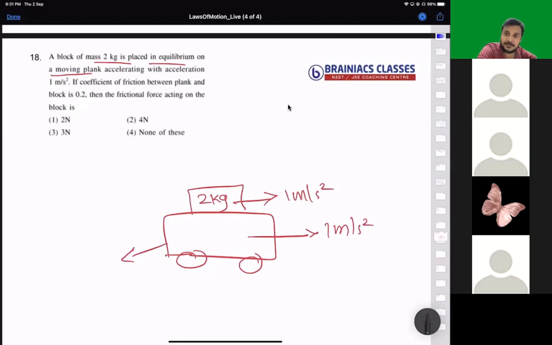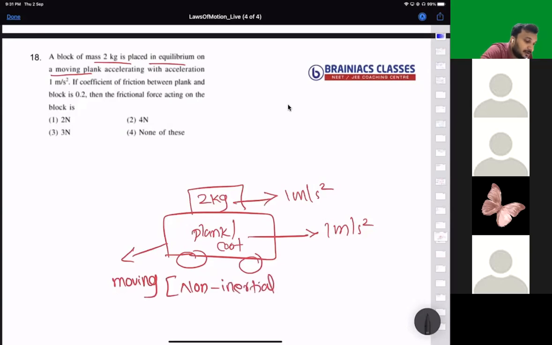This is a frame of reference. Frame of reference means where the block is sitting. The block is sitting on the plank, which is also called a cart. The cart is moving, so this is called a non-inertial frame. In a non-inertial frame, there is a backward directional force.